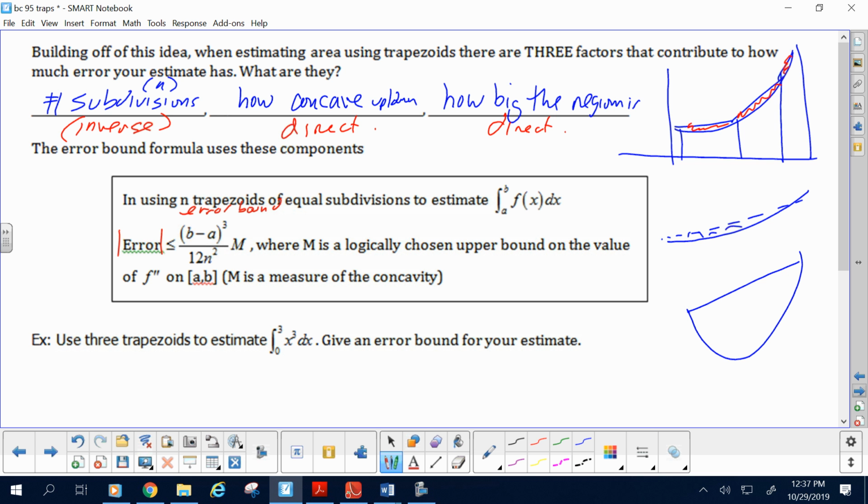I know my error is not more than this, and it comes down to really 3 components and then some extraneous stuff that comes from the proof that we're not going to get into. But b minus a, that's the region width.